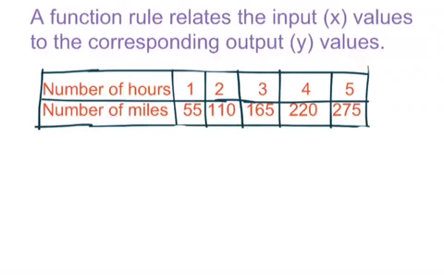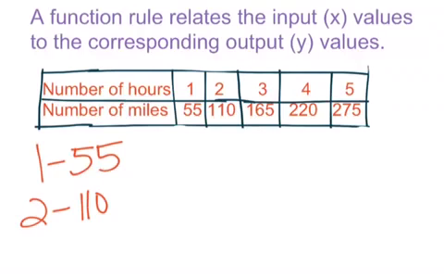You're going to look for a pattern between the input and output values, okay? So for the first term, it's going 55 miles. The second term, it's going 110. And the third term, it's going 165. So I want you to just stop the video right now, and I want you to think of a pattern that could apply to this particular table.